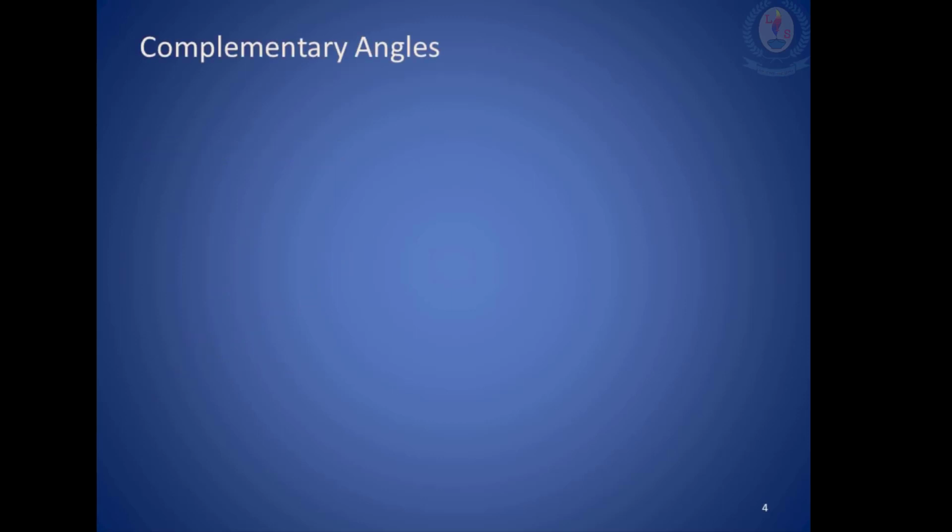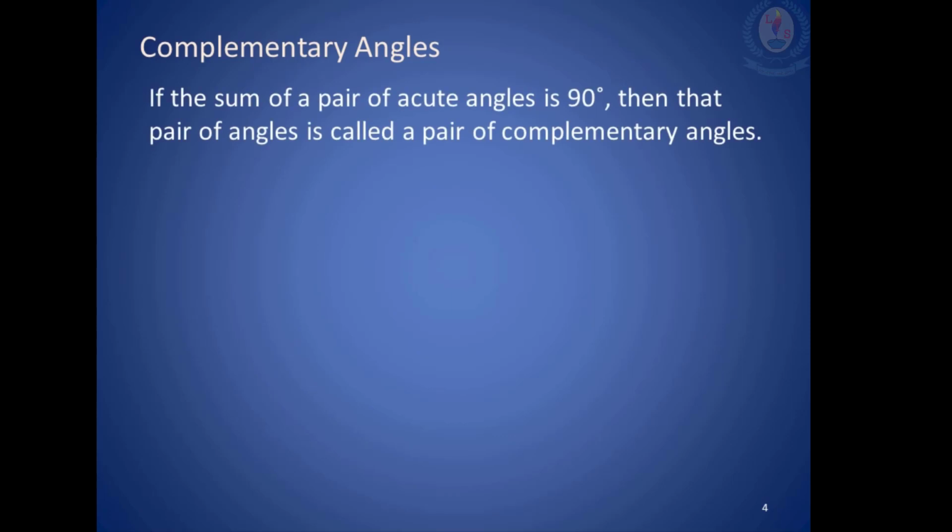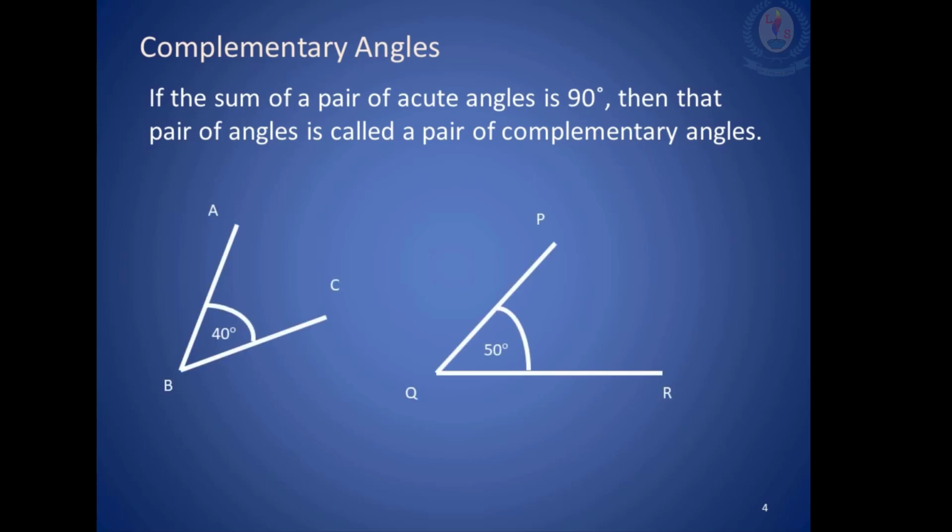Let's see complementary angles. If the sum of a pair of acute angles is 90 degrees, then that pair of angles is called a pair of complementary angles. Now you can see two angles, angle ABC and angle PQR. Now take the sum of these angles. Angle ABC plus angle PQR equals 40 degrees plus 50 degrees, we are getting 90 degrees. Therefore, angle ABC and angle PQR are a pair of complementary angles.